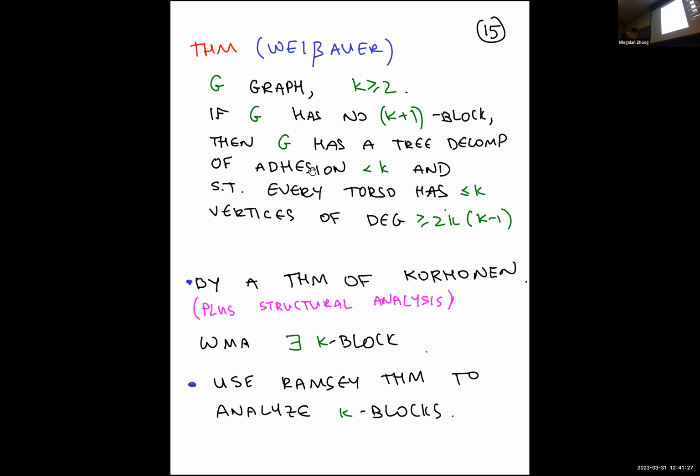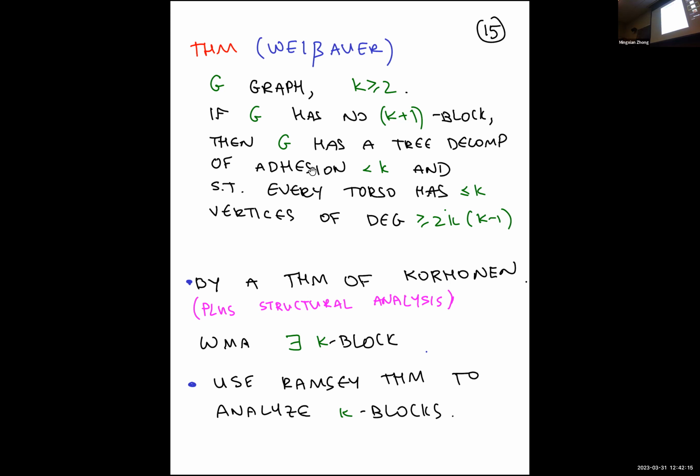So now what Weissauer proved is that if a graph doesn't have a (k+1)-block, then there's a tree decomposition, of small adhesion, let's forget that for now, so that every torso has at most k vertices of degree at least something. So no k-block implies a tree decomposition where every torso has few high-degree vertices. The keywords are few and high degree. Okay, so now remember they're forbidding some exceptions. Here's a tree decomposition that Weissauer gave you.